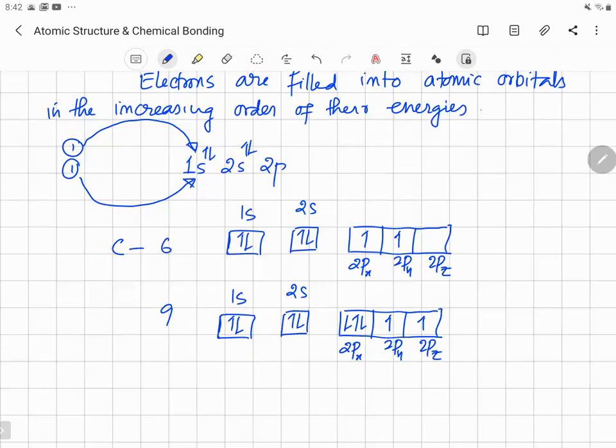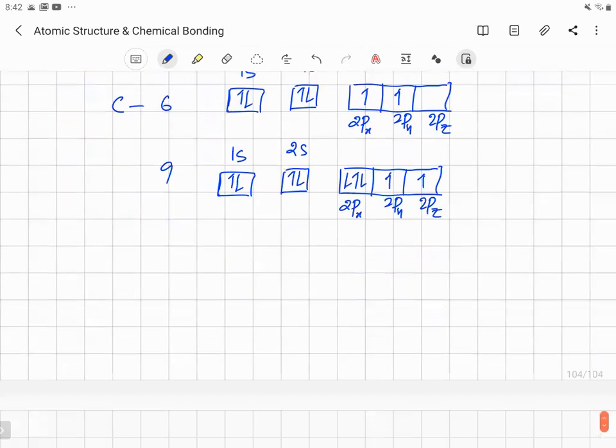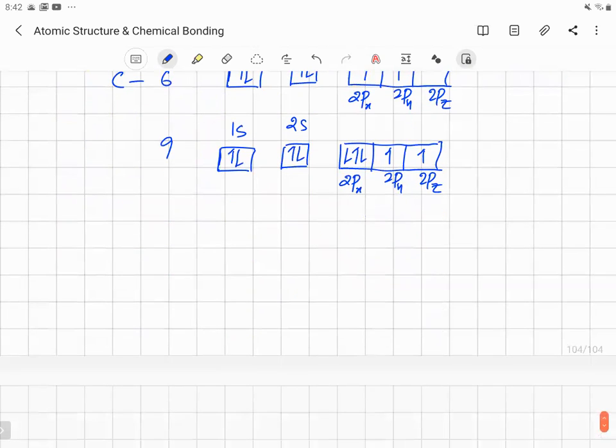What is the rule violated here? Hund's rule. Why Hund's rule? Hund's rule says each orbital should be half filled before it gets paired, right? But here that is not satisfied. All orbitals are half filled, and only then does pairing happen. Pauli's exclusion. Yes, Pauli's exclusion principle.